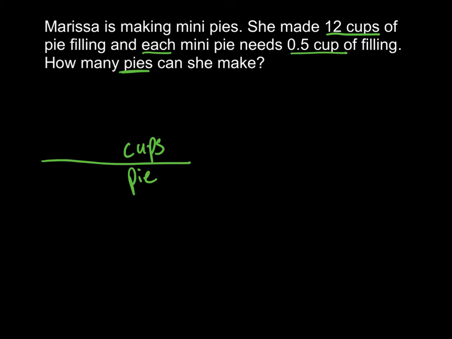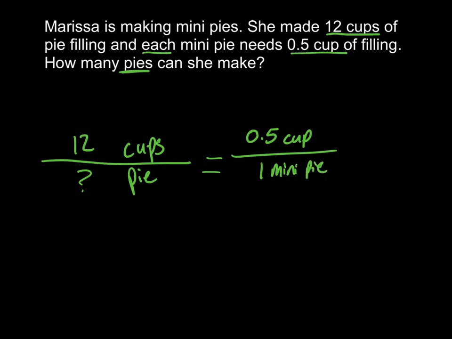And then we're able to fill in our numbers. I'm going to use pie and mini pie interchangeably here. So we have 12 cups talking about the filling, and we don't know how many pies that can go into, but we do know, and that's why I'm writing the equal sign here, that there is half a cup of filling that goes into one mini pie. And I'm adding the mini here. I should really put it on this side as well. And I know that it's one mini pie because it's saying each, and each is referring to one.